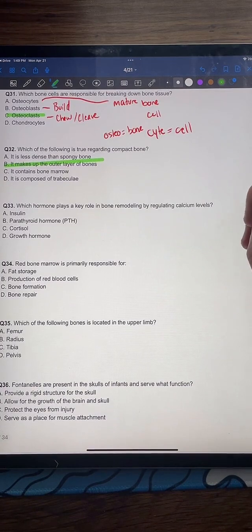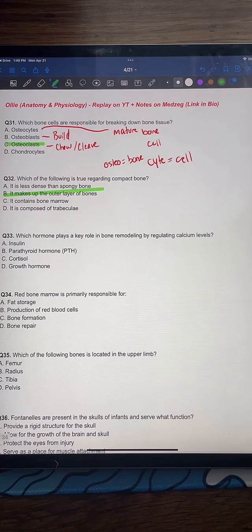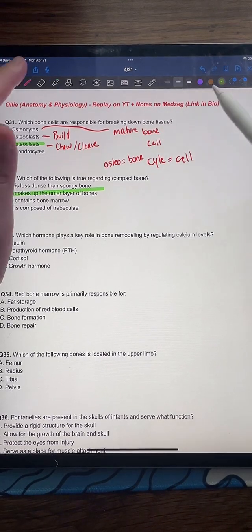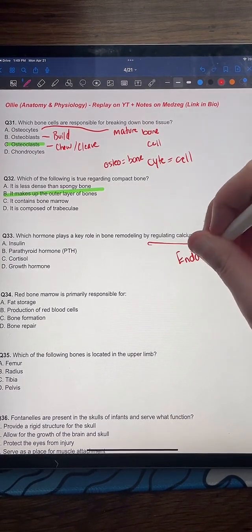Number 33, which hormone plays a key role in bone remodeling by regulating calcium levels? You'll learn about this a lot in the endocrine system as well.